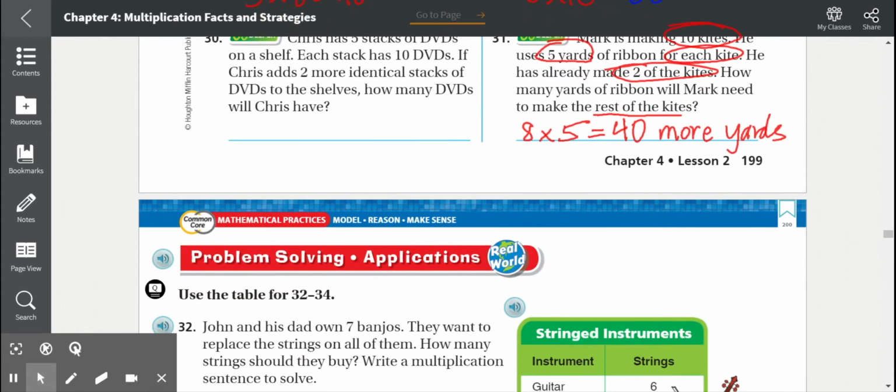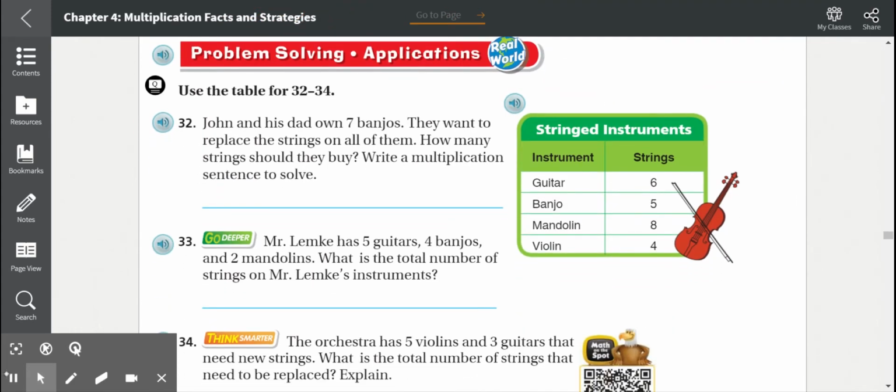Okay, go ahead and turn the page. Okay, and let's look at our graph here, or not our graph, sorry, our data. Stringed instruments. We have instrument and then strings. The guitar has 6 strings. The banjo has 5. The mandolin has 8. The violin has 4.